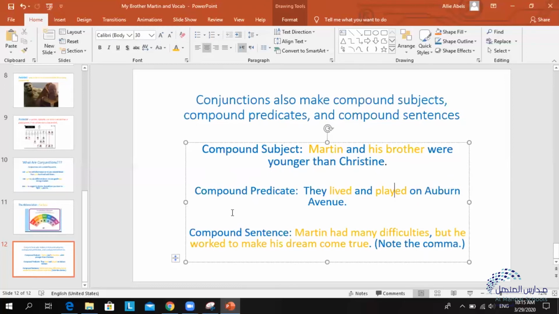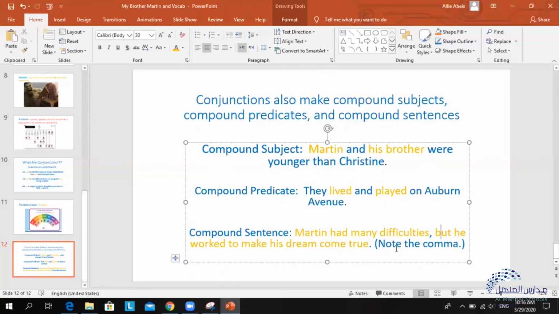And in the third sentence, we have a compound sentence. And a compound sentence, like I mentioned earlier on, is basically two simple sentences together. So it's one sentence and another sentence joined together by a conjunction, in this case "but". Martin had many difficulties. That's the first sentence, with a comma. But he worked to make his dream come true. So "he worked to make his dream come true" is the second sentence.